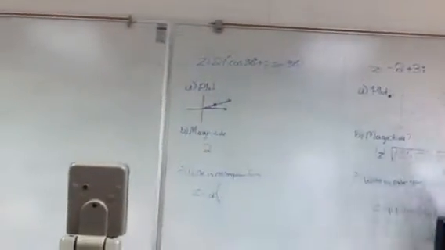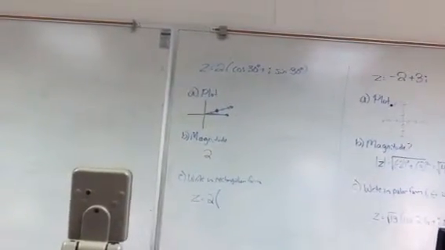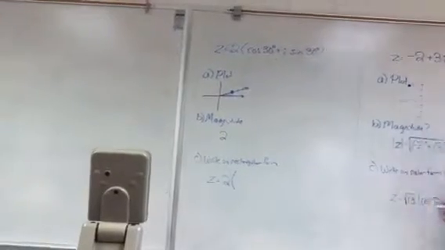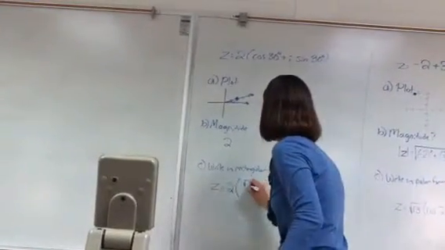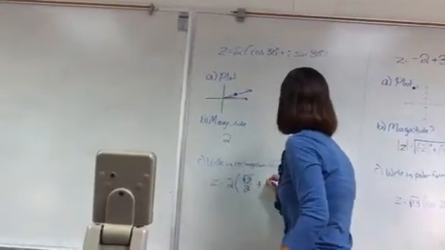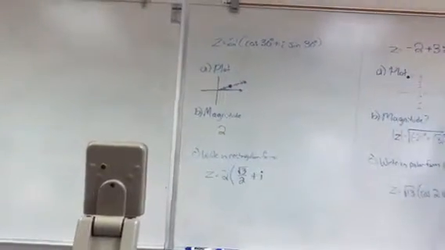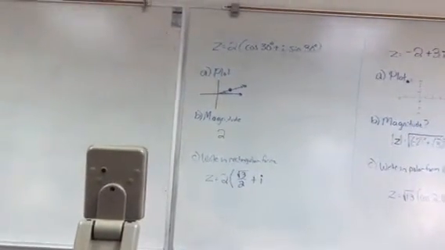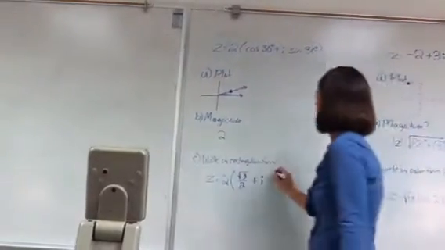So I'm going to leave the 2 out in the front. What's cosine 30? Square root of 3 over 2, so I'm going to put that in for that one. Okay, I've got my i. What's sine 30? Sine 30, 1/2. Okay.